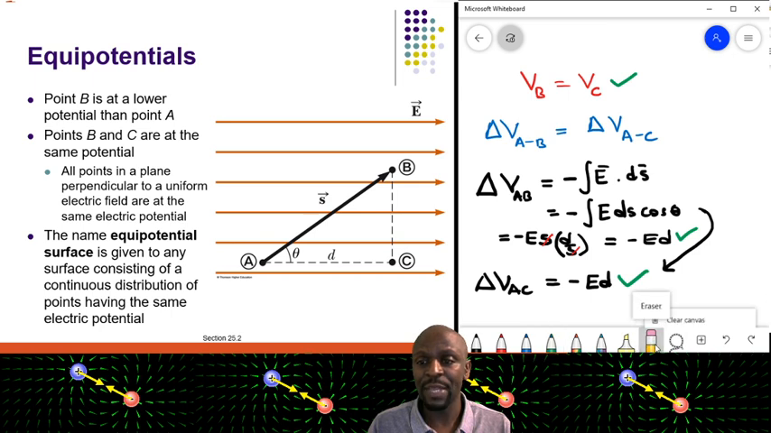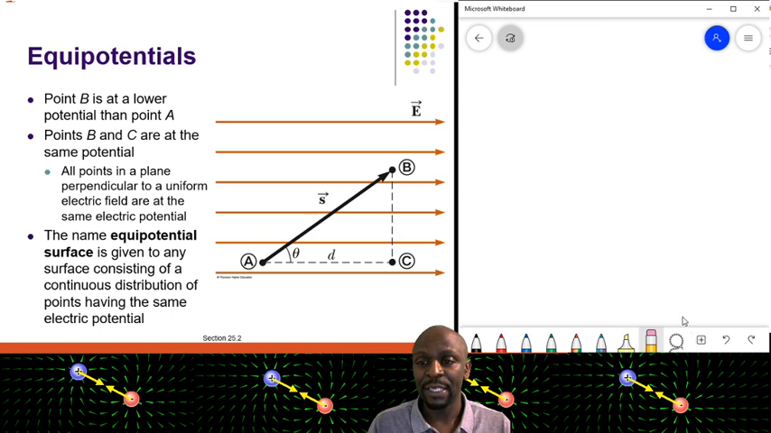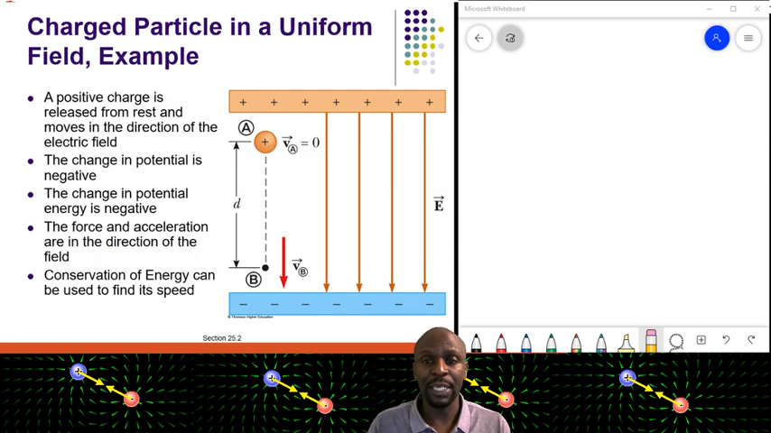So we have actually proven that the points which are perpendicular to the electric fields are always at equipotentials.